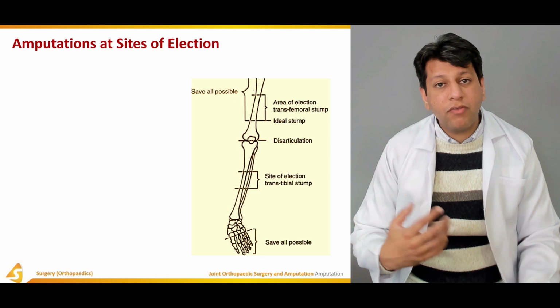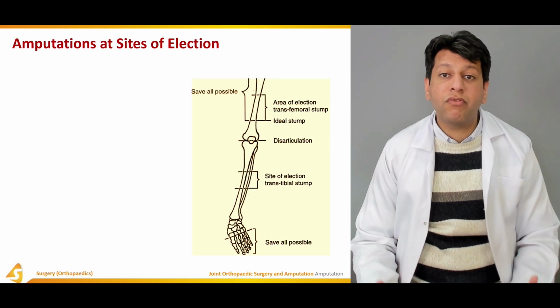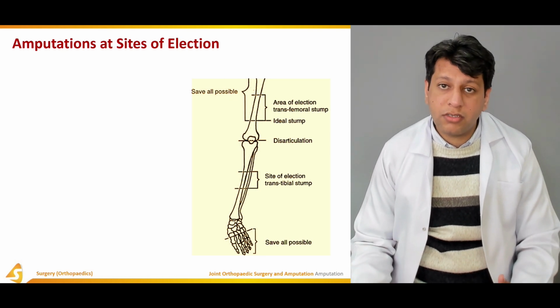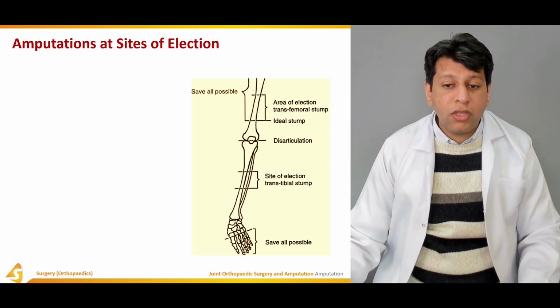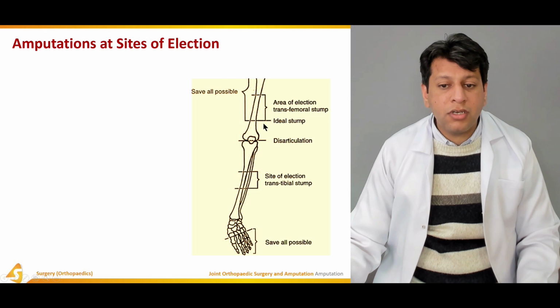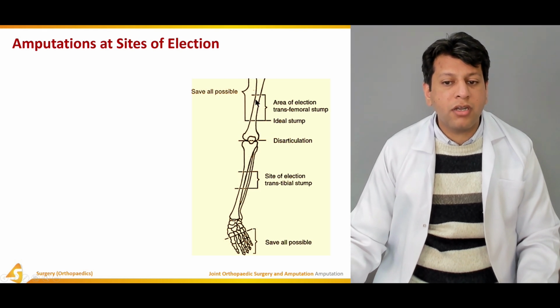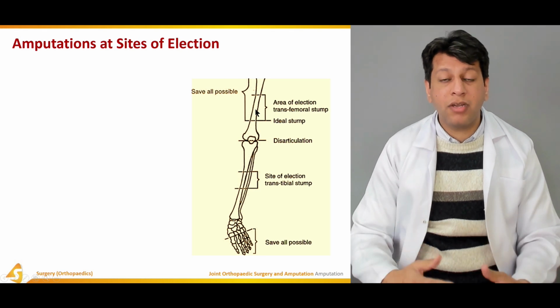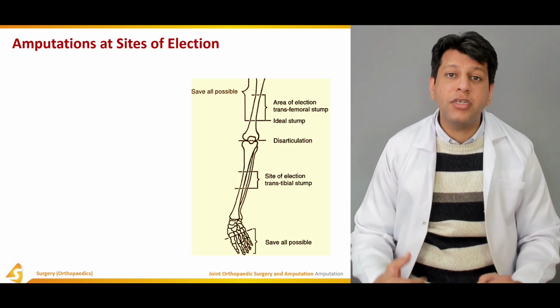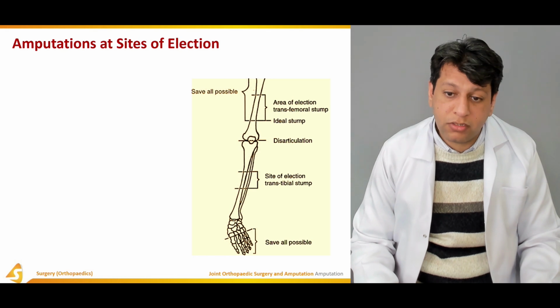But at times, if for example we are performing this for some kind of cancer surgery, or if there is some Ewing sarcoma, then we cannot just do this surgery and spare the sarcoma over here. Then we probably have to go above and make sure that all the sarcoma is actually taken out when we are performing the amputation.